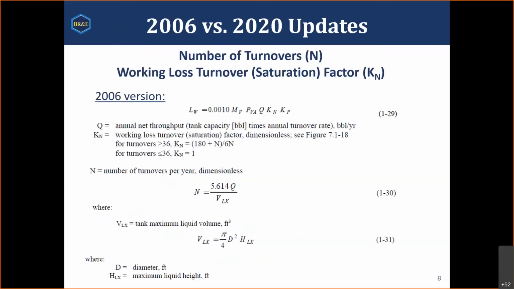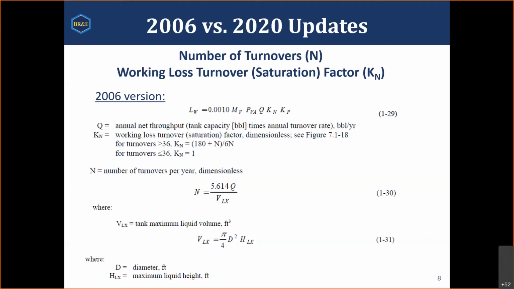The working loss equation has changed from 2006 to 2020. We're looking at the 2006 version here. The other things that have changed are the number of turnovers, how that's calculated, and also the working loss turnover saturation factor, or that KN. So the working loss equation having changed does have an impact. I think the bigger impact can be that KN and N have changed.